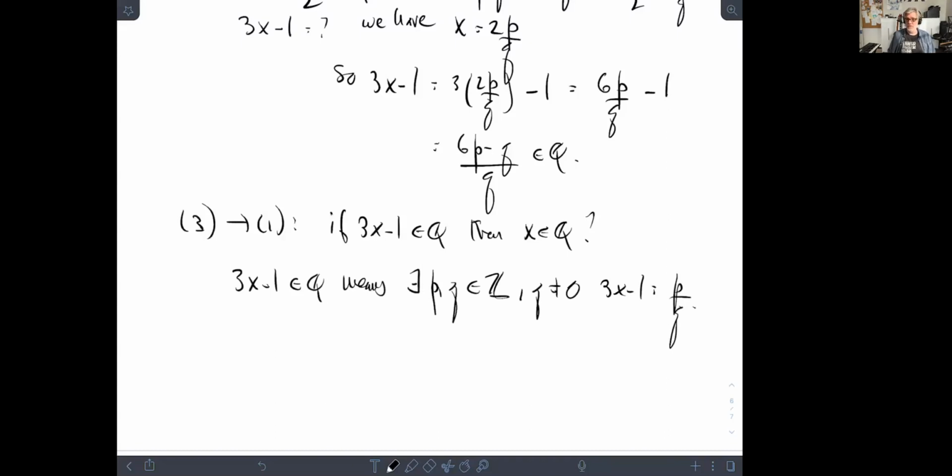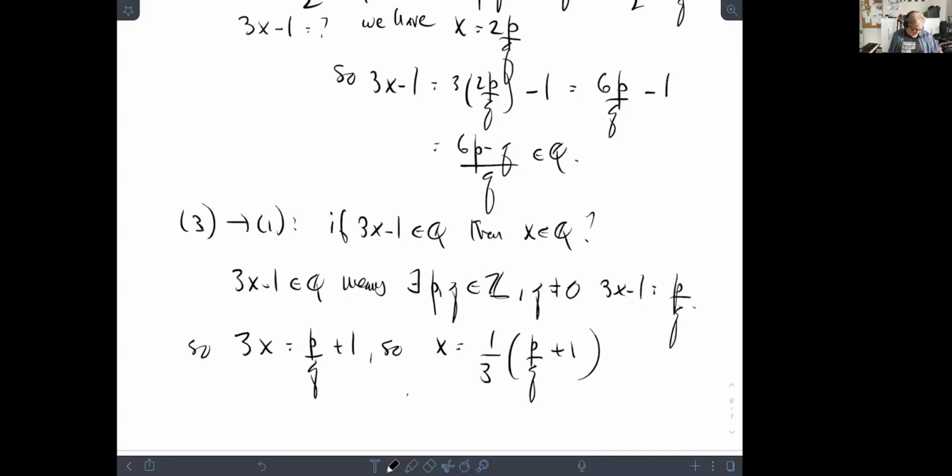I wanted to do something about x. I'm going to solve for x, right? So 3x is equal to p over q plus 1. So x is equal to 1/3 times (p over q plus 1). If you're thinking, wait, he's using fractions all the time here. Yeah, because these are results about rational numbers, not integers. So that's why I'm obviously going to use fractions.